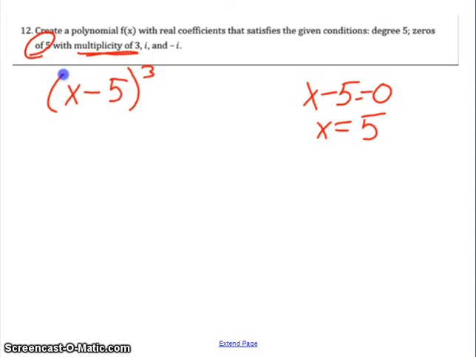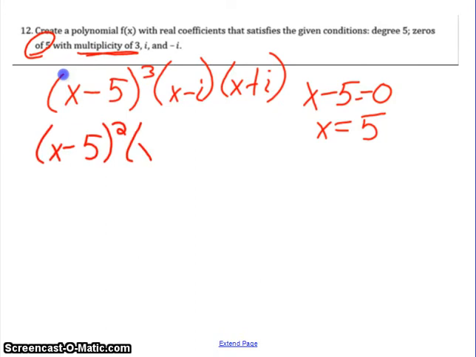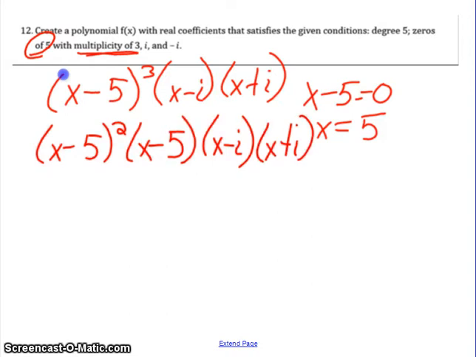All right, i and negative i are also zeros of this polynomial. So therefore, x minus i and x plus i are factors. Okay, so if we multiply all of this out, we will have our polynomial. I'm going to first start by taking x minus 5 squared, multiplying that out, because I've taught you a formula for that.